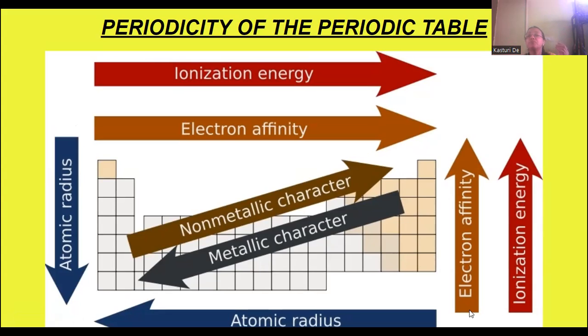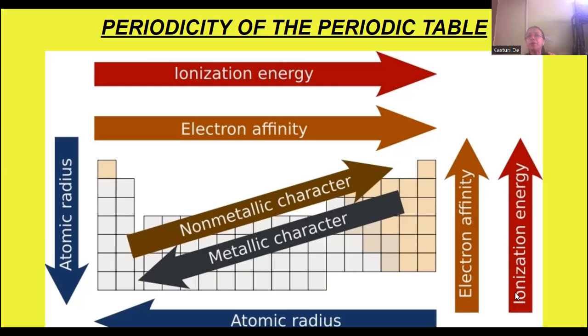Now, electron affinity is the attraction of the element towards an electron to gain an electron. When you move from bottom to top, that increases. In other words, when we are moving from top to bottom, electron affinity decreases. Even ionization energy also decreases when we move from top to bottom.